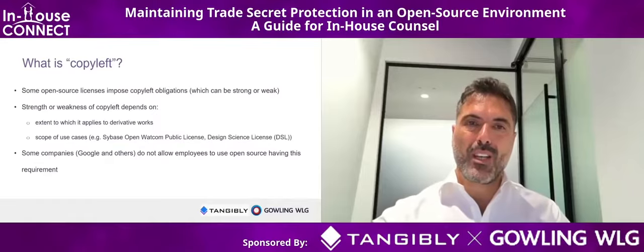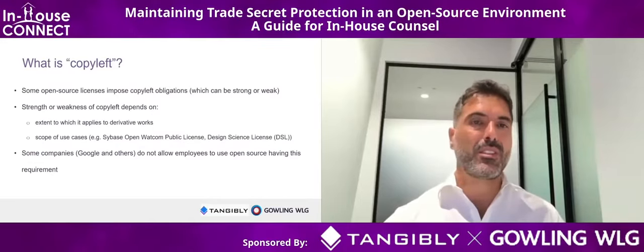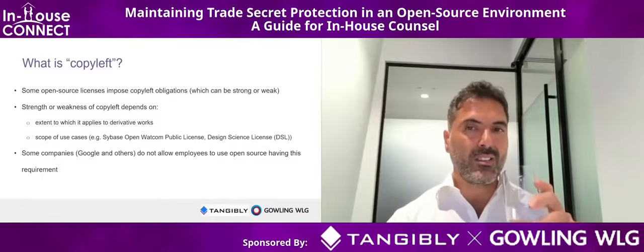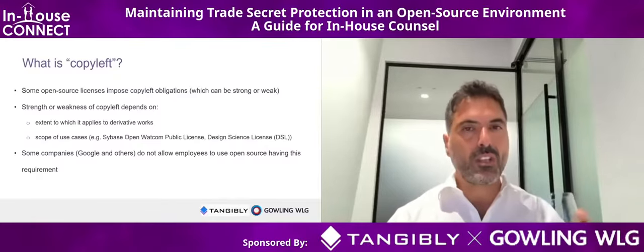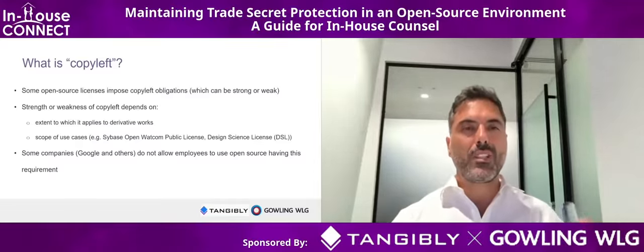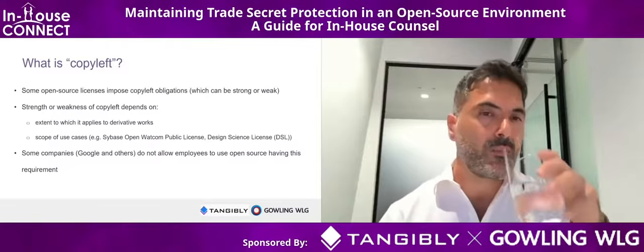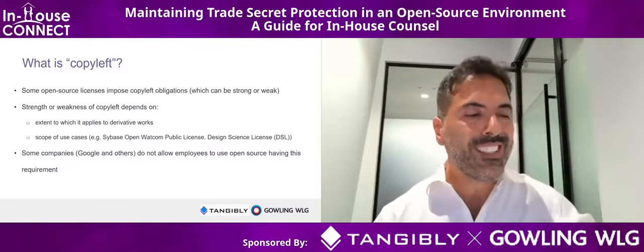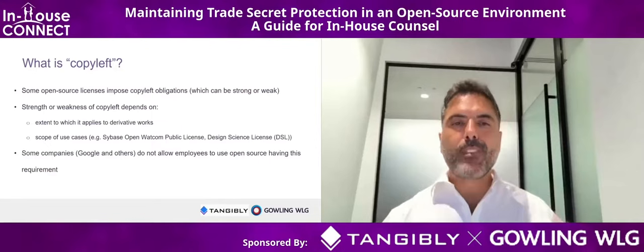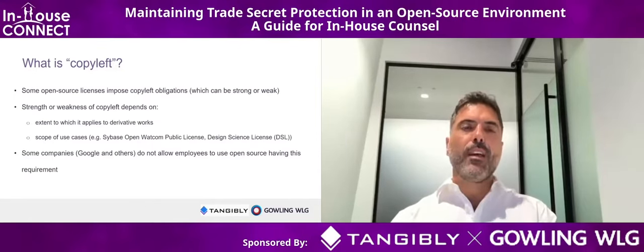So it goes back to copyleft, and we discussed this in the previous slide, just to distinguish between some copyleft licenses. Most of you will have heard of strong copyleft obligations versus weak copyleft obligations. Very briefly, the strength or weakness of a copyleft depends on the extent to which it really impacts the derivative work, so the output. And it also turns on the scope of use.